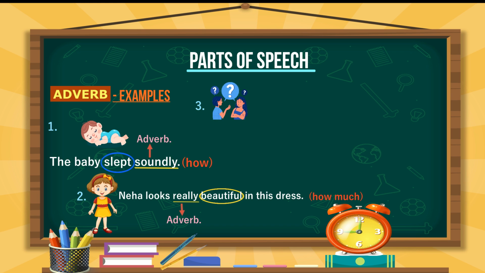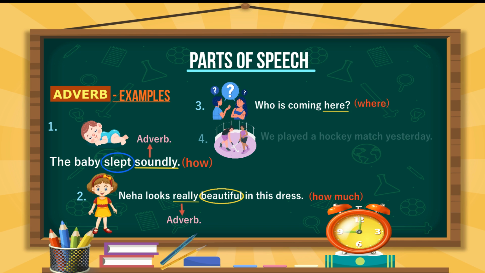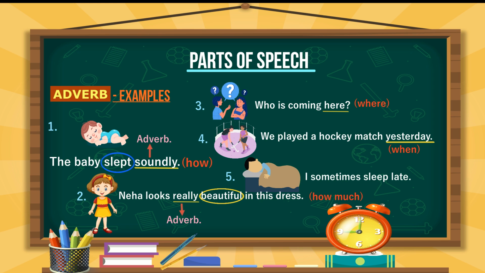In the third, we have an adverb of place. Who is coming here? The word here gives us the answer to the question where. In the fourth, we have an adverb of time. We played a hockey match yesterday. It's yesterday, and it tells us when. Next is, I sometimes sleep late. In it, the word sometimes answers the question how often. How often do I sleep late? So here you can see all the different things that an adverb can do.